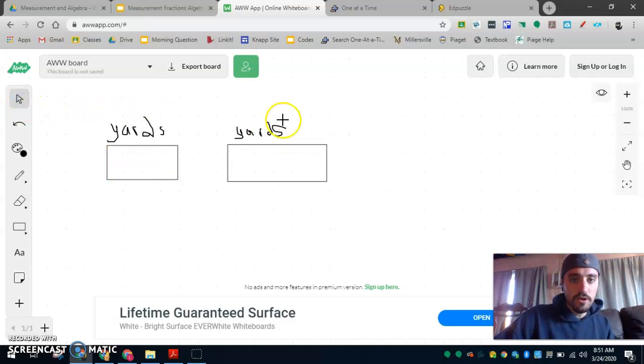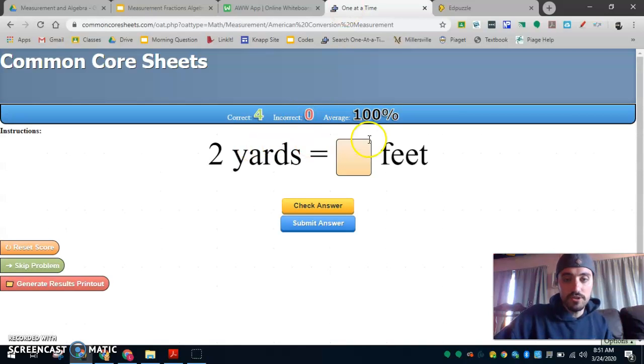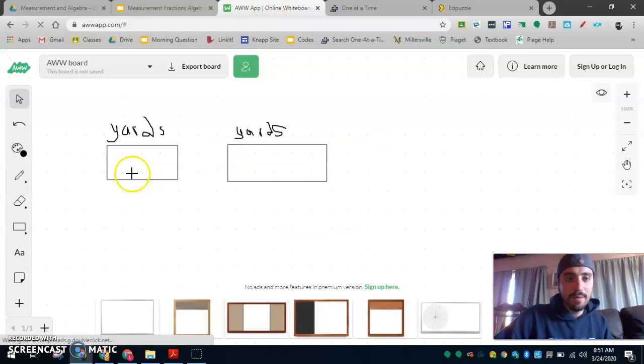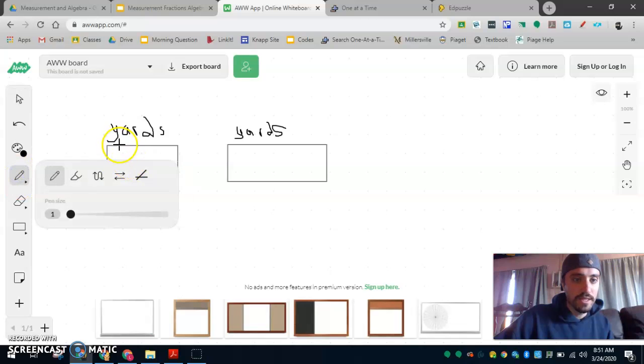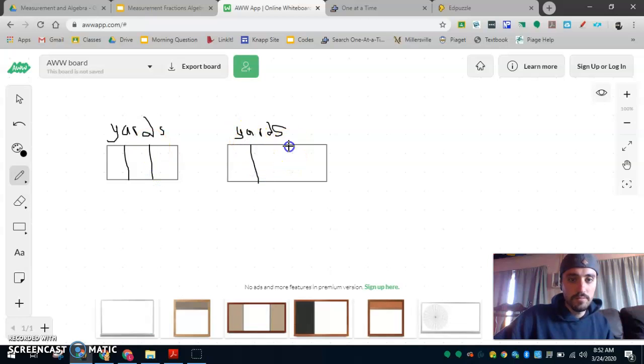Anyway, I'm turning these yards into what? Let me go double check. Yards into feet. Well, how many feet are going to be in that yard? Yeah, 3 feet. 3 feet are going to be in this yard. So I'm going to split this yard up into 3 feet. Bada bing, bada boom.